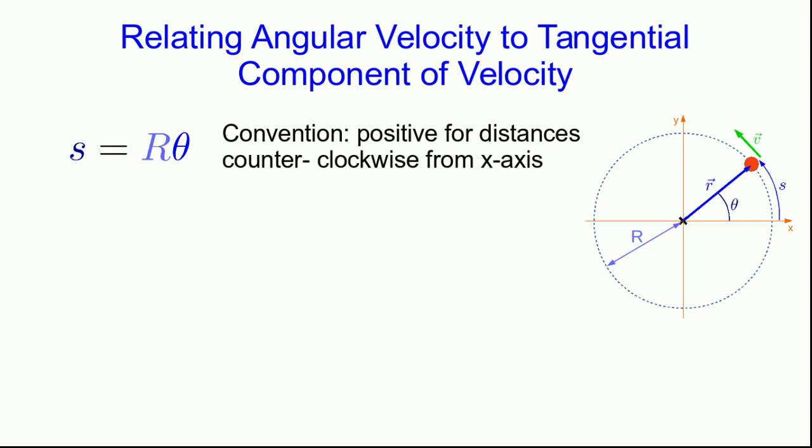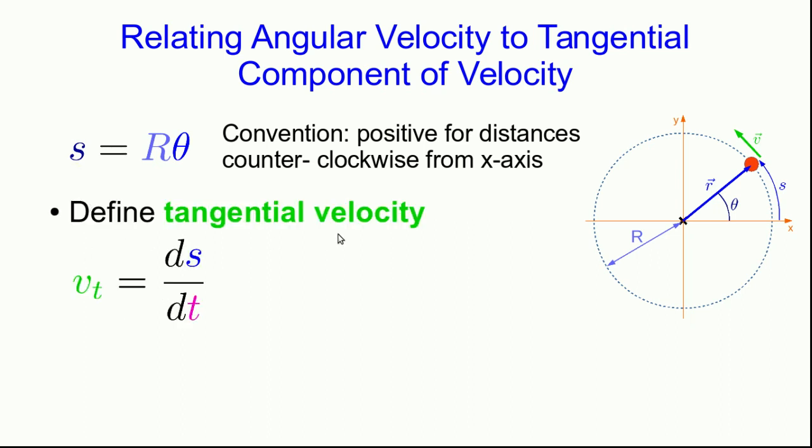So let me just remind you of a convention. Positive angles are angles counterclockwise from the x-axis, and so by this definition, positive arc lengths are also measured counterclockwise from the x-axis. Now, our tangential velocity is just the rate of change of the arc length. It's how fast you're going along the length of the circle's circumference. And so it's simply this derivative. Notice that the speed is the magnitude, the absolute value of the tangential velocity. So you can think of tangential velocity as just speed with a plus indicating counterclockwise or a negative indicating clockwise.